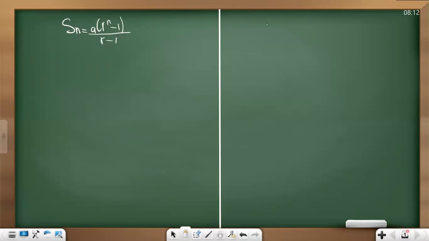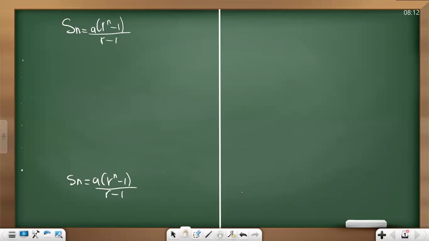My dear people, I'm going to do something crazy. Skip 6 lines: 1, 2, 3, 4, 5, 6. I skipped 6 lines. I'm going to write the formula here as Sn equals a into r to the power n minus 1, everything divided by r minus 1. I like to work backwards.